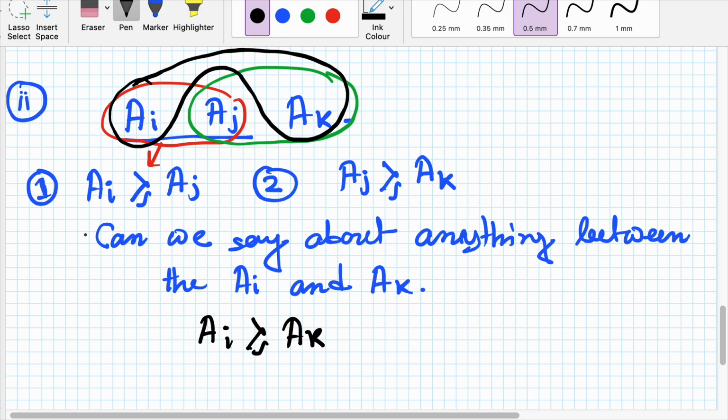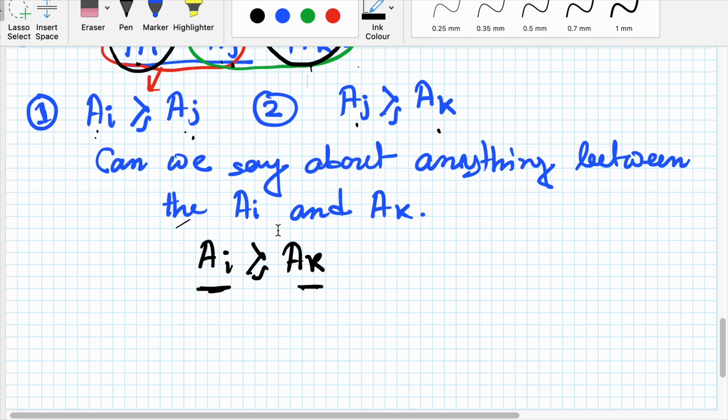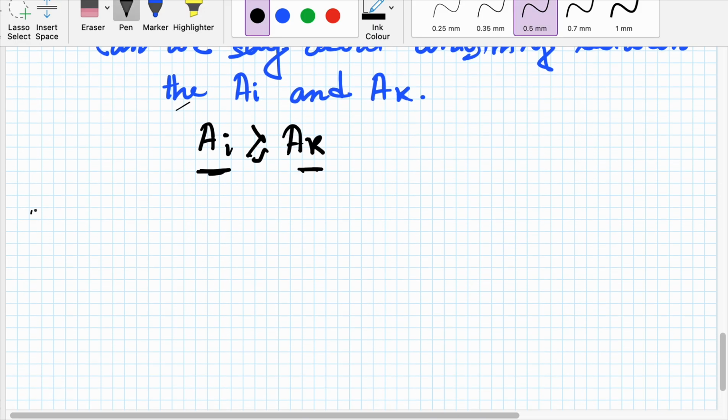So that means when the preference is transitive, if I present the three options in front of the subject, and I present AI and AJ, AI is preferred over AJ, and if I present AJ and AK, AJ is preferred over AK, and when I present AI and AK, you will find that AI is preferred over AK, then I will say that the preferences among AI, AJ and AK are transitive. So this is called the transitivity axiom.